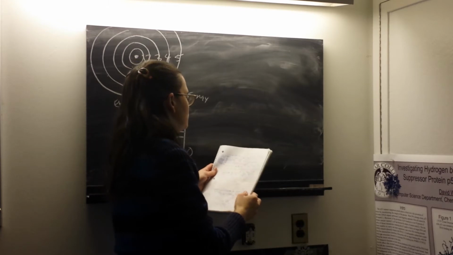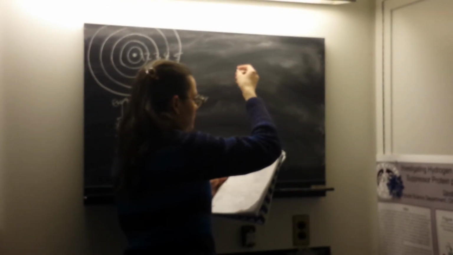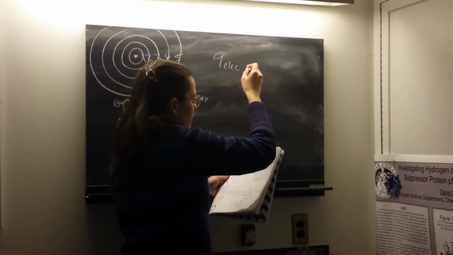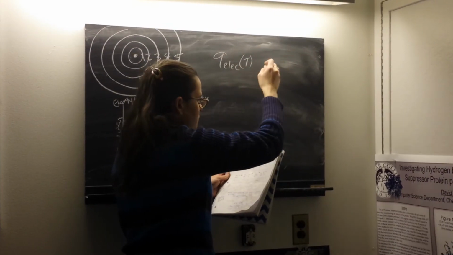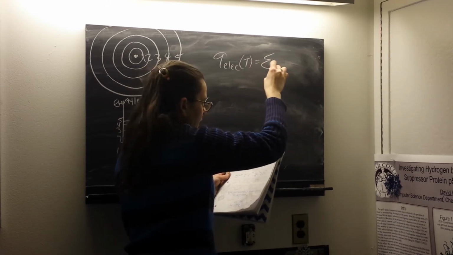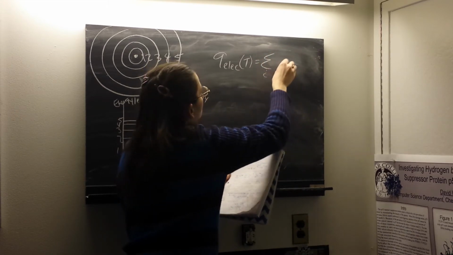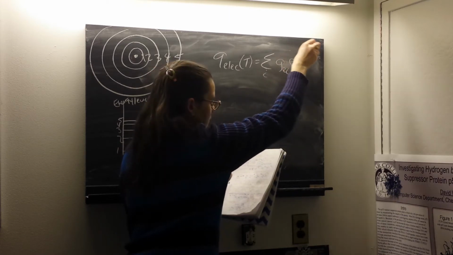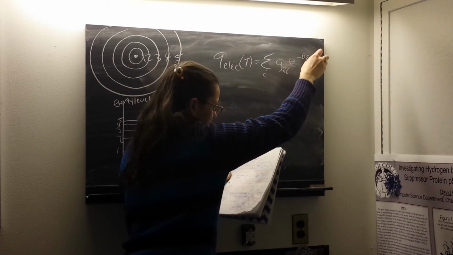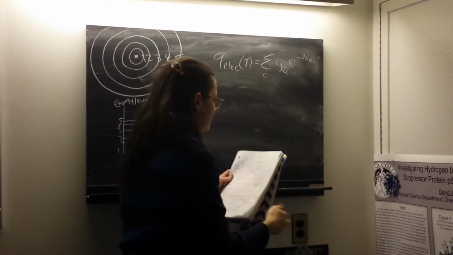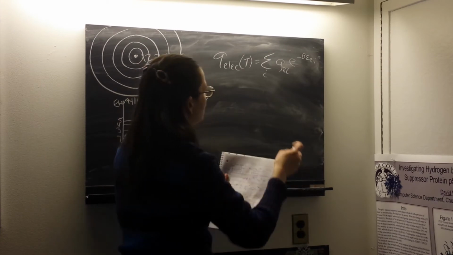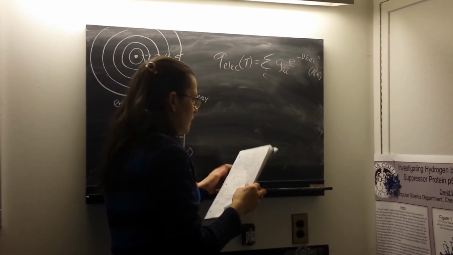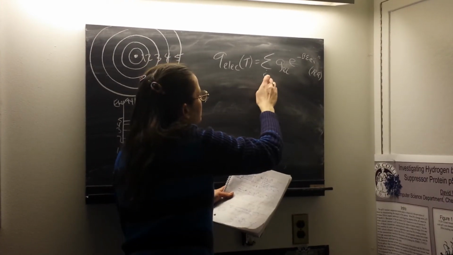So now we're going to actually write what the electronic partition function is going to be. So q electronic, a function of T because it's a function of temperature, is going to equal the sum of g_i e to the negative beta epsilon_i. This is equation 18.8 if you want to follow along. Okay, so let's actually just define what our variables are.